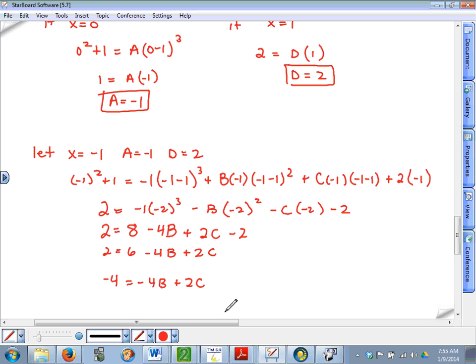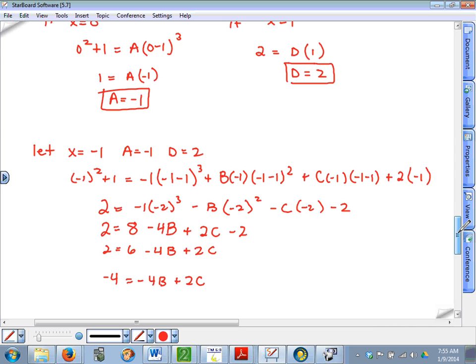Where did this equation come from right here that we have? It came from letting x equal -1 and a and d equal those values. What if we chose another value for x, but then let a and d equal the same thing? Would that give us a different equation? Would it be in terms of b and c? So then we could solve that system of equations. So we got to repeat this whole process with another value of x.